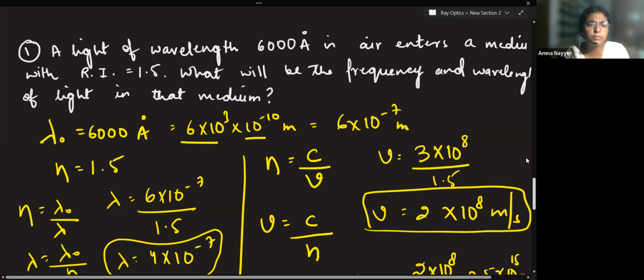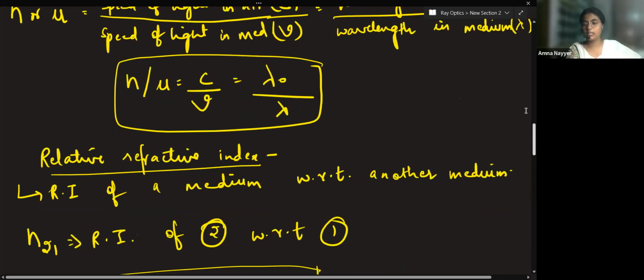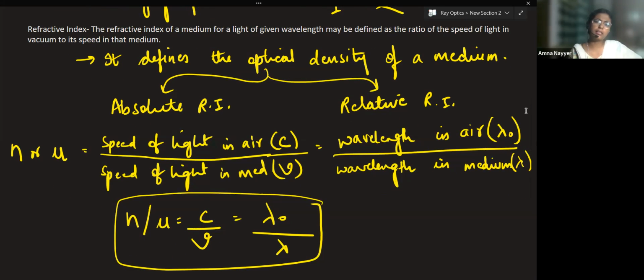We'll do one more numerical. Before that, note down this. Any doubts you're having in this, ask me. The rest of the phenomena of refraction and the details about it, we'll see in refraction only. First, we'll complete reflection, though reflection is easier than refraction. Reflection, laws of reflection, these are included.